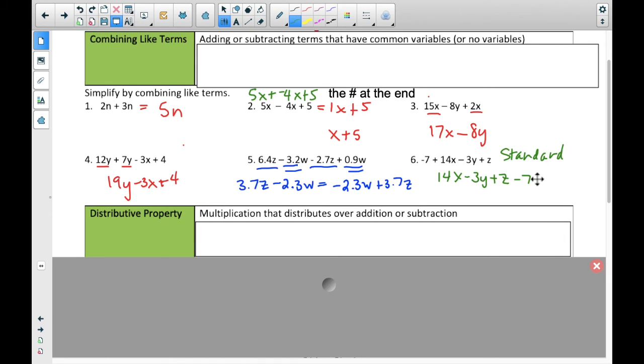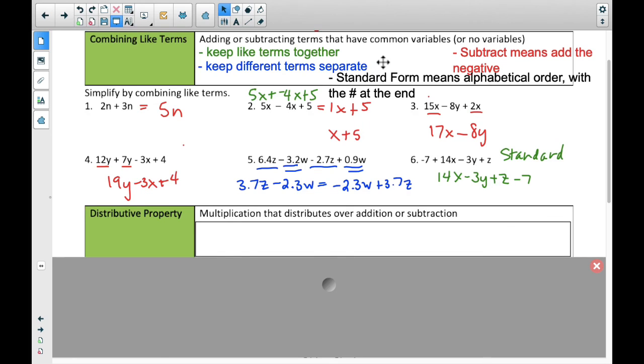Okay, that's the end of the section on combining like terms. I'm going to go ahead and go up to the top here, and I'm going to do some summary with you. Okay, here are some of the main things that we learned. First of all, keep like terms together. That's like number 1. N and N, they go together, they make a 5N. But you have to keep different terms separate. So that would be like number 4. Okay, we put our Y's together, but the X and the number have to be separated. So that's how keeping different terms separate.